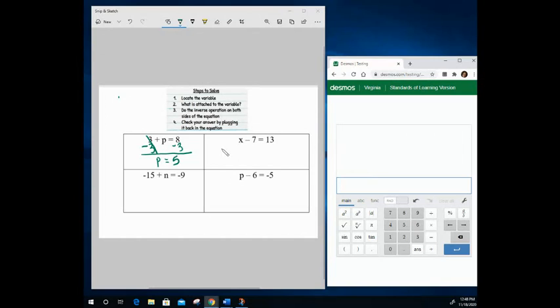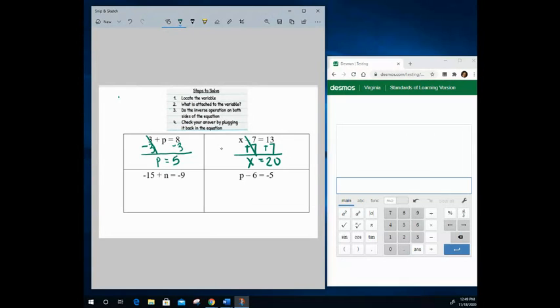Now let's go ahead and solve this next problem. It says x minus 7 equals 13. What's my variable? X. What's attached to it? A subtraction of 7. How do you undo a subtraction of 7? Well, you would add 7. So we're just doing the opposite. So whatever you do to one side, you've got to do to the other. So because I added 7 here, I'm going to add 7 here. These 7's cancel. I'm left with x, and 13 plus 7 gives me 20.